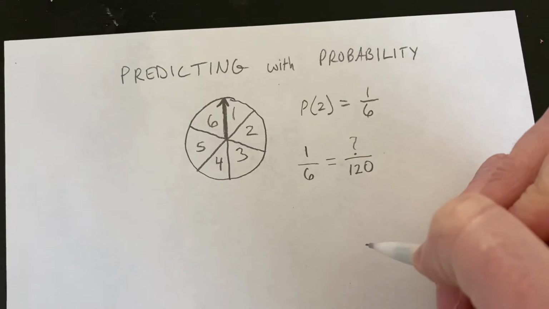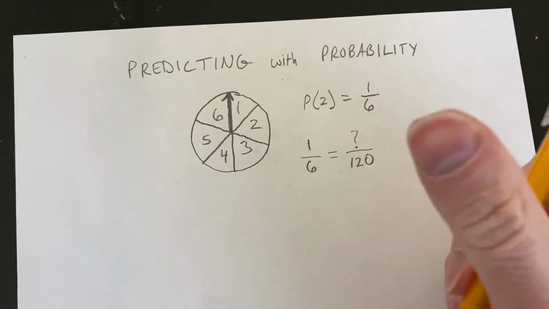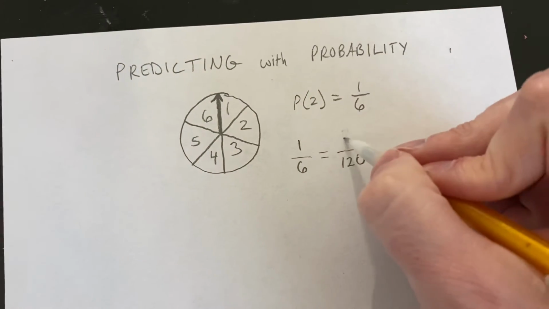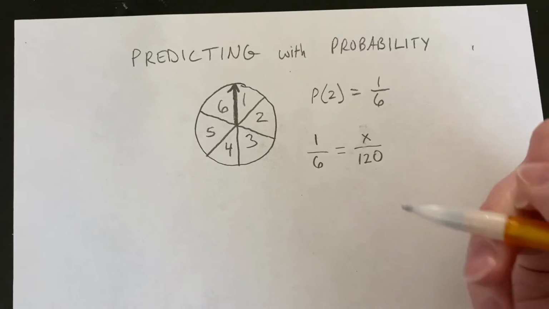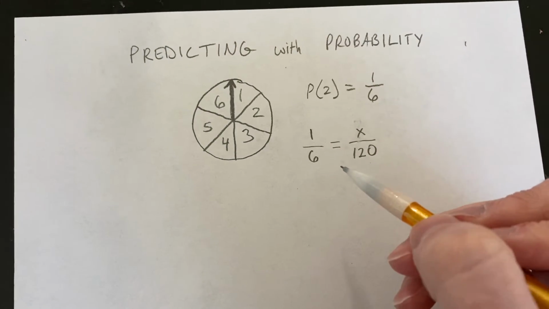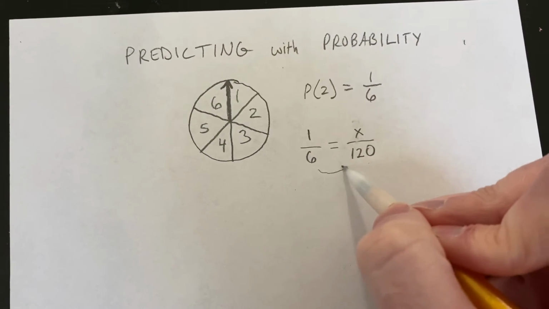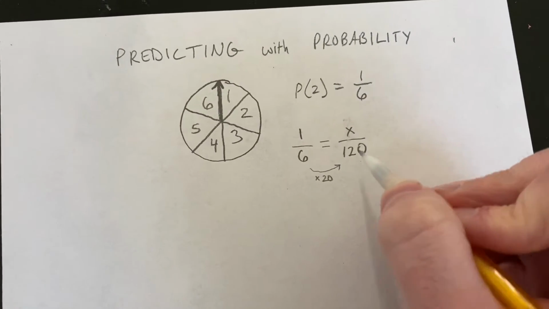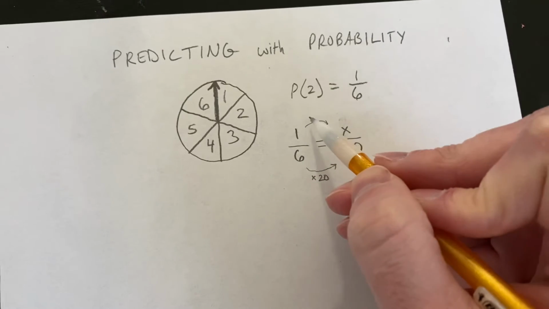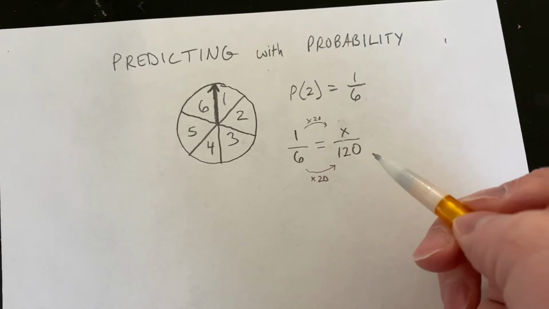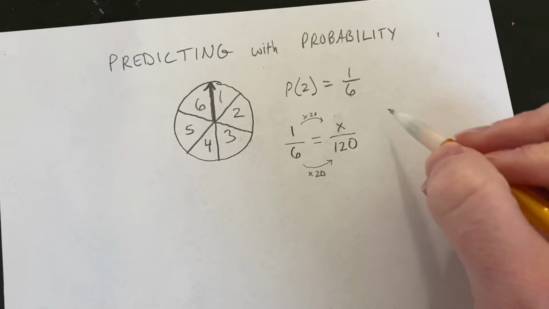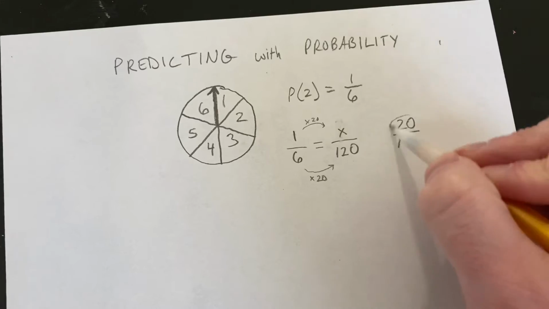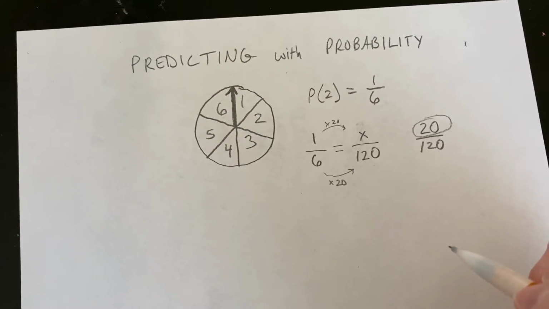spin it 120 times. So what we have here is a proportion, two ratios that are set equal to each other. We've solved proportions before. One of the ways we can do it is by looking for a scale factor. There are 20 groups of 6 in 120, so I can use that same scale factor, and I would figure out that I would expect about 20 of my 120 spins to land on a 2.